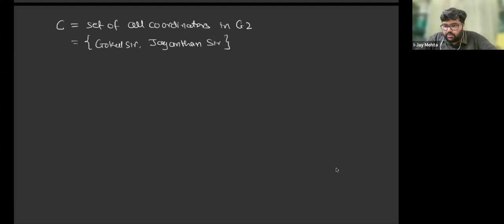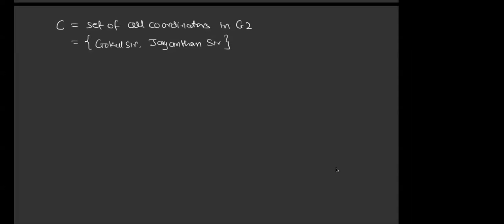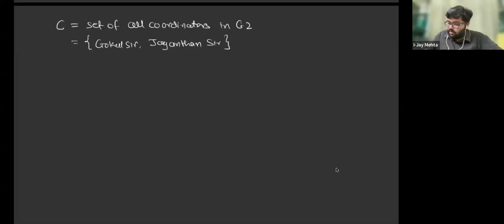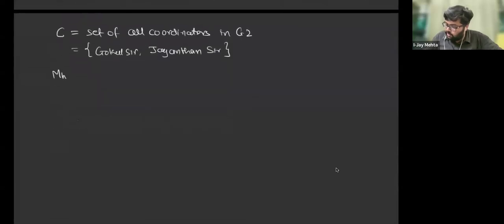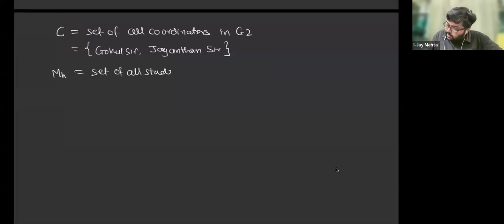Room number 6, Sumit. Yes, sir. Student from Maharashtra. Okay, good. So I'll denote this set by MH because I already gave notation M for a set of mentors. Students from Maharashtra, nice. So the set of all students in G2 from Maharashtra.